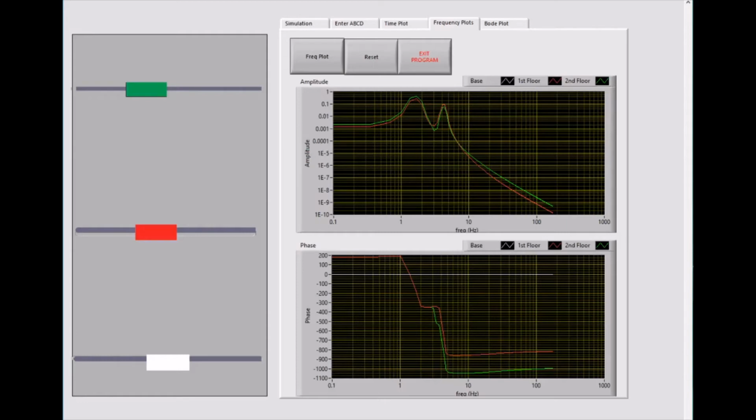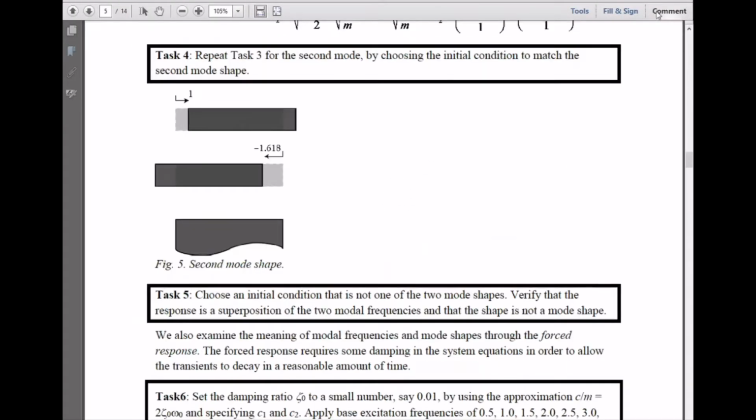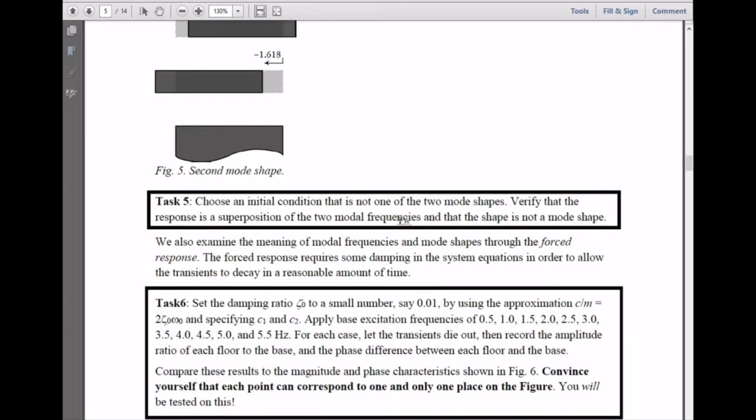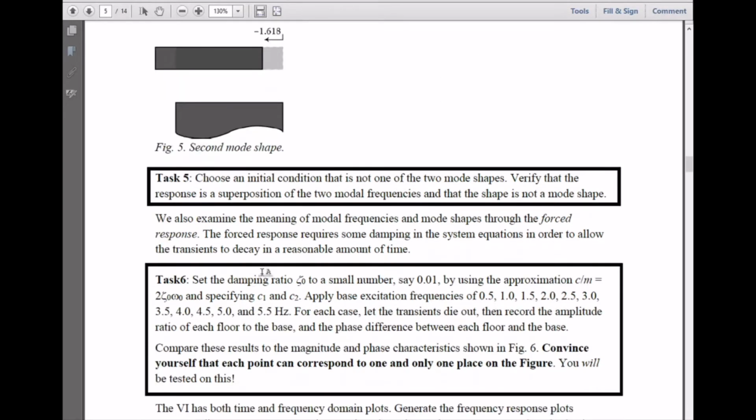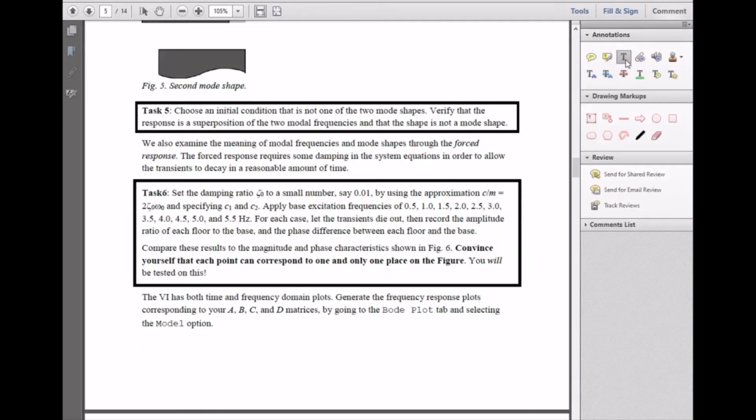So I'm convinced there are two frequencies. Now what's next? Okay, test 6 is to set the damping ratio to a small number. I don't think I need to, because we already have numerical damping. But sure, I'll do it. So zeta is equal to 0.01, and then just determine C.